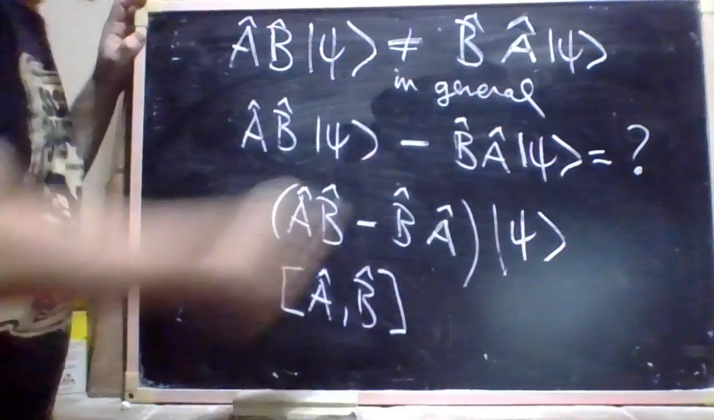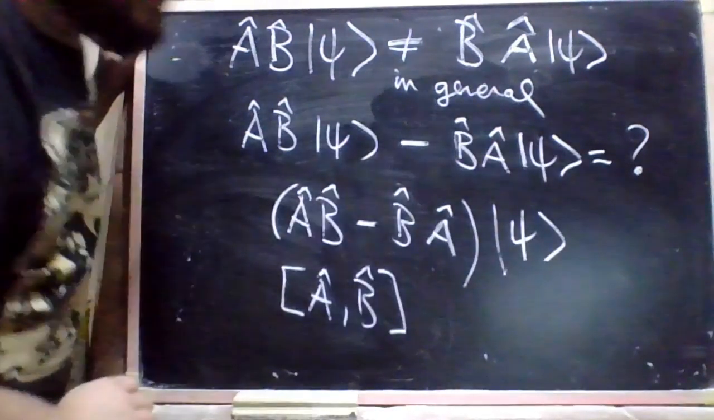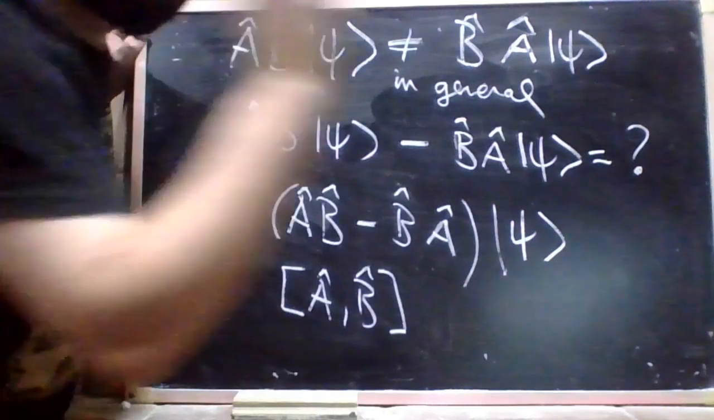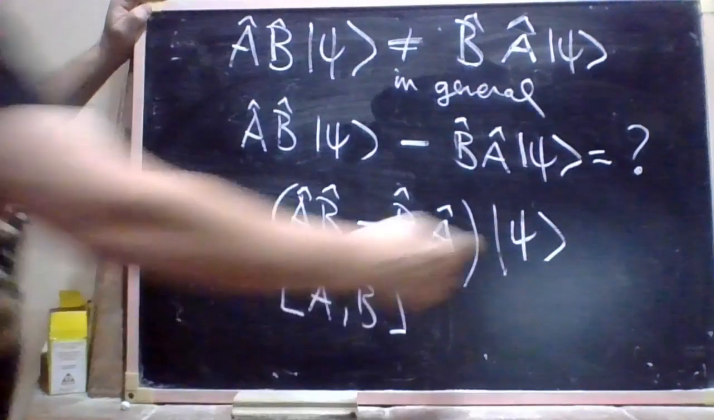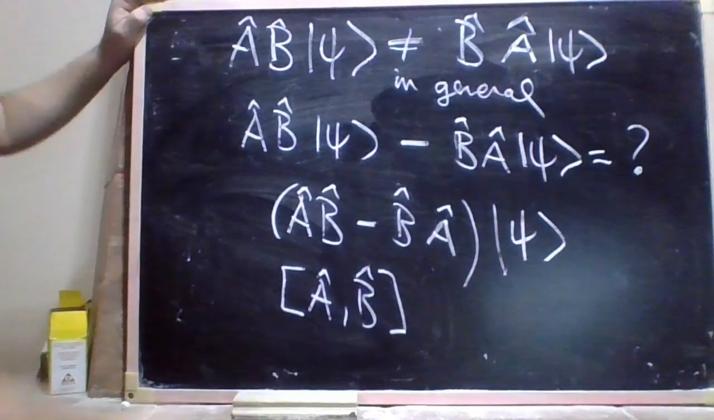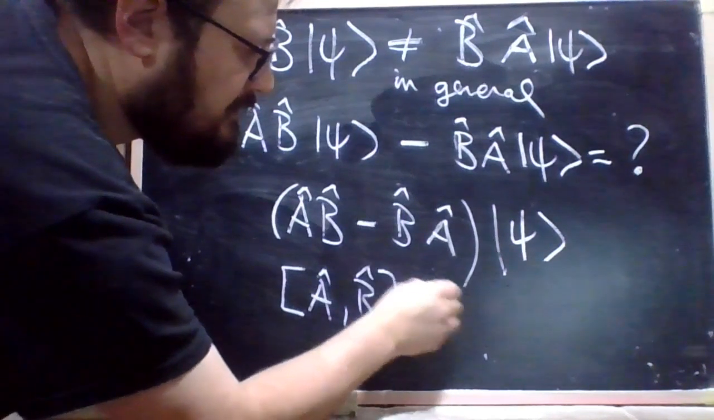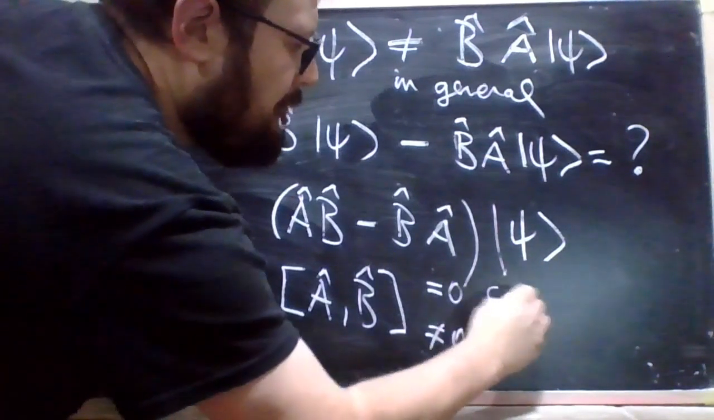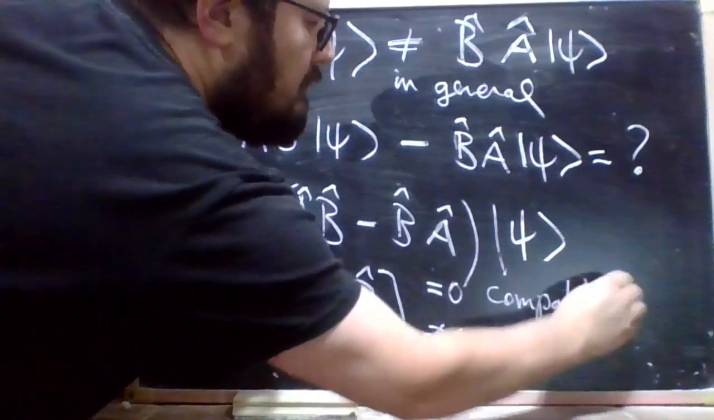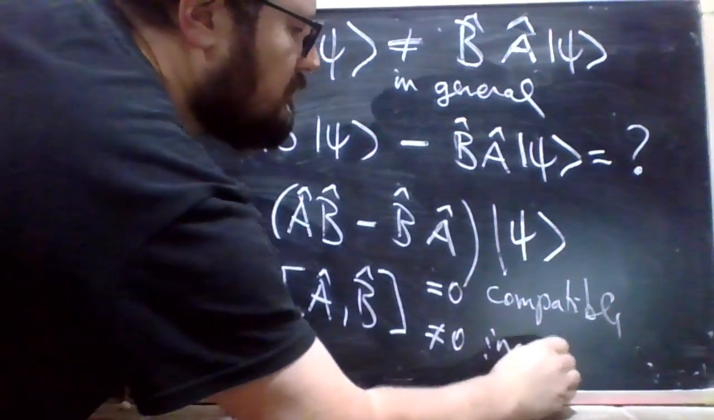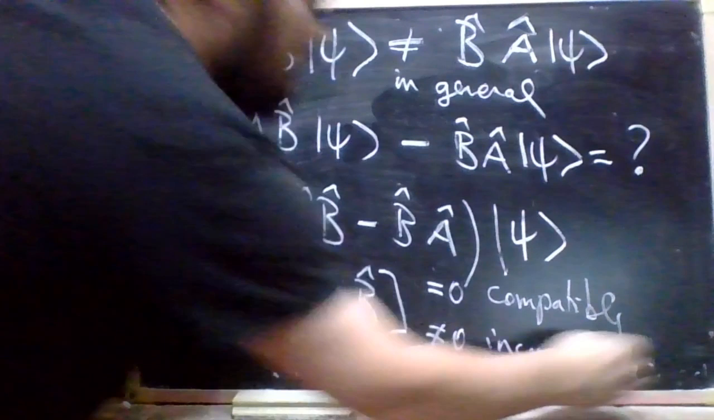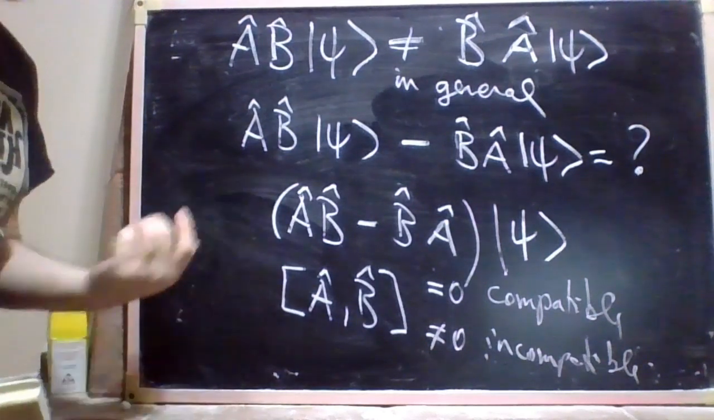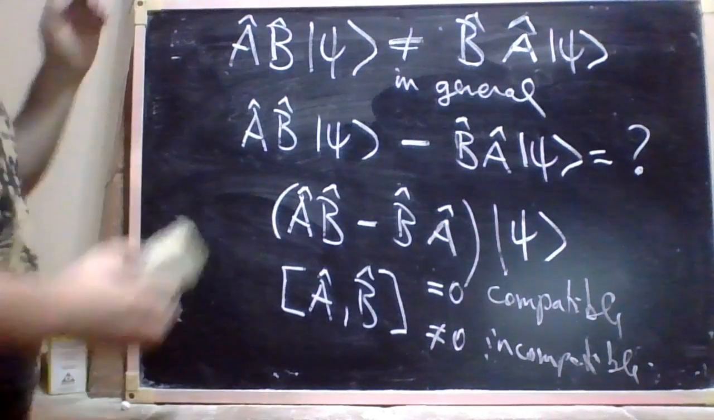You can measure A and you can measure B in any order you want. But if they are non-compatible, the order will influence the final result of our measurement on a physical system. So you have two possibilities here. It is equal to zero or it is distinct from zero. Then, in this case, compatible, and in this case, incompatible. When two operators are incompatible, you destroy all the information when you measure.